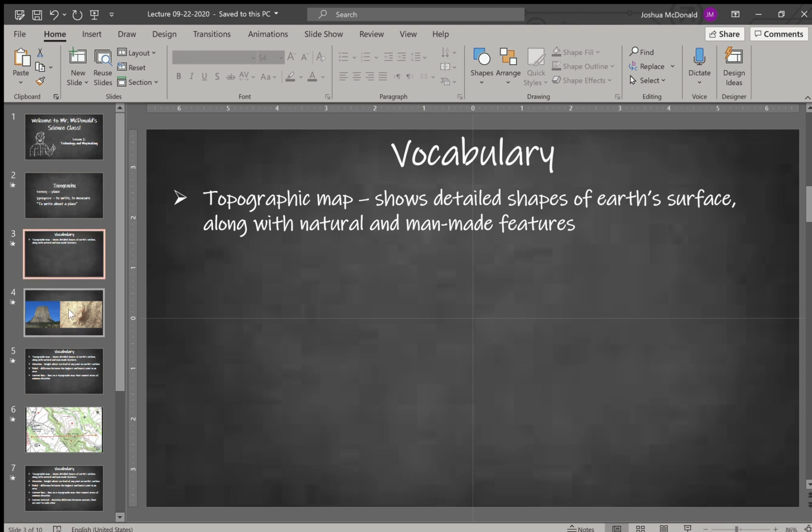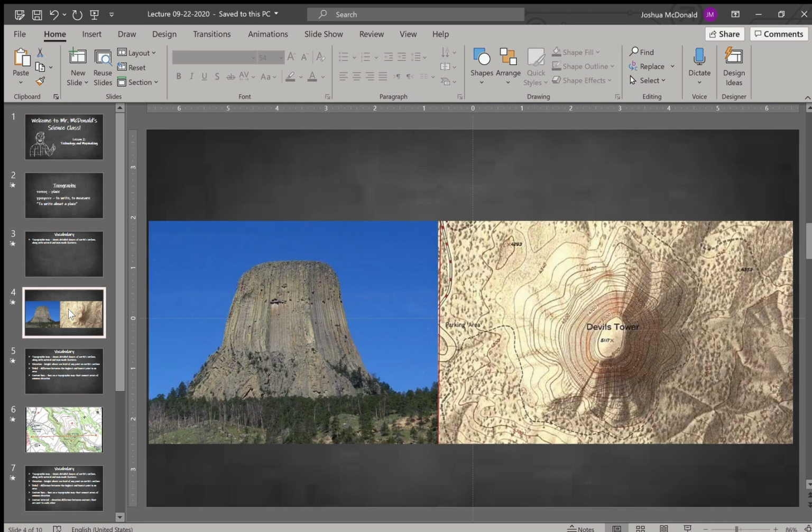In this picture right here, this is called Devil's Tower, and then you have next to it over here a topographic map of Devil's Tower. So standing here from the side, you see it's relatively flat, not completely, but relatively, until you get to the base here, and then it shoots straight up.